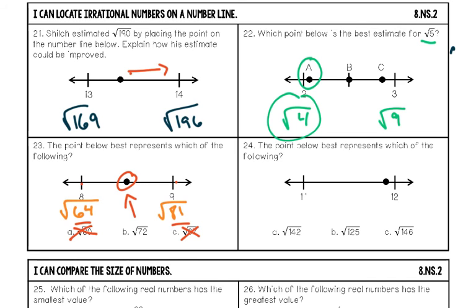24 says this point below best represents which of the following? So we're going to do the same thing that we just did in that last example. We're going to look at the square root equivalents of 11 and 12. 11 times 11 is 121, so the square root of 121 is 11. 12 times 12 is 144, so the square root of 144 is 12. And then we're going to look at each one of these and make sure that what is closest to 144 would be 142. It can't be 146 because that's too high, and it can't be 125 because that's too low. So the square root of 142 would be about 11.89, something that's really close to 12.